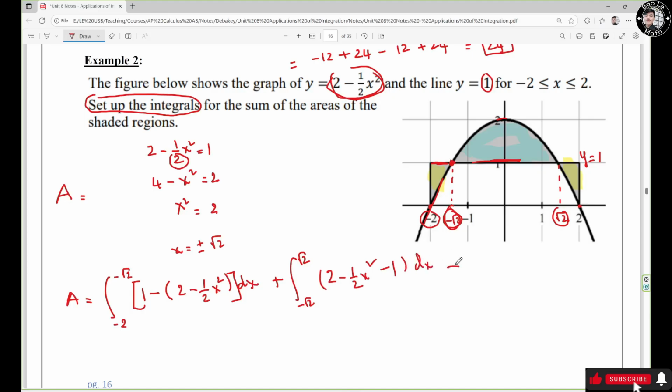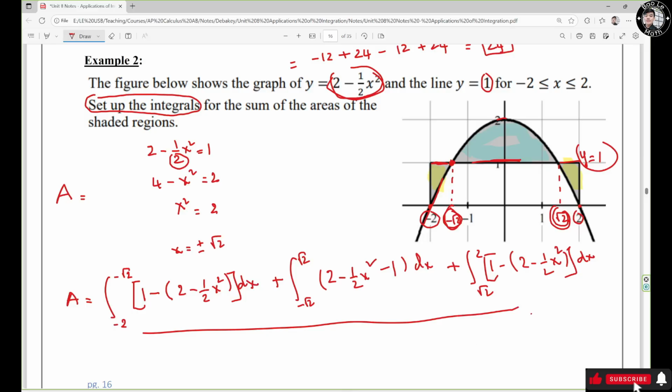And the last one, plus the integral from √2 to 2 right here, right? Of the upper one, which is y equals 1, subtract the lower one, put parentheses right here, 2 minus 1/2 s squared ds, right? And this guy is the final answer.